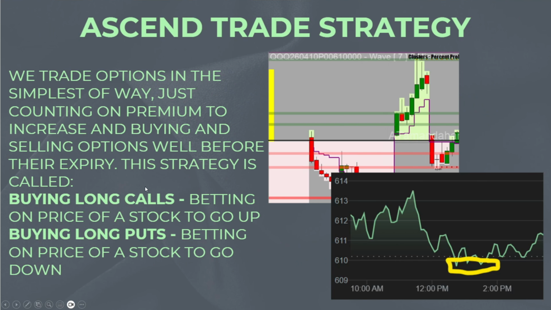Okay, so yeah, that is the trade strategy. We're essentially just banking on the premium increasing and pulling profit off of that premium.